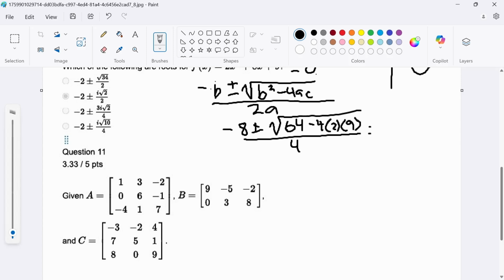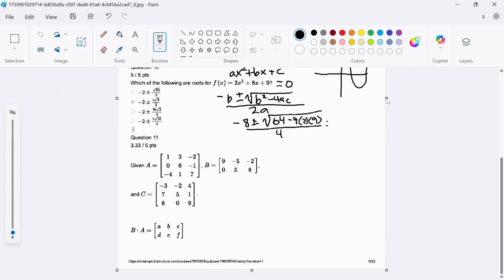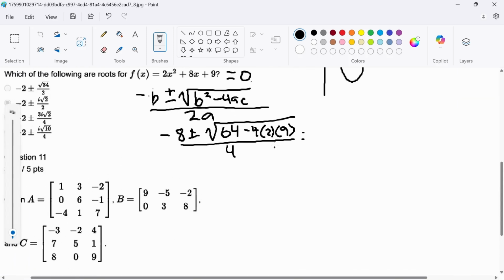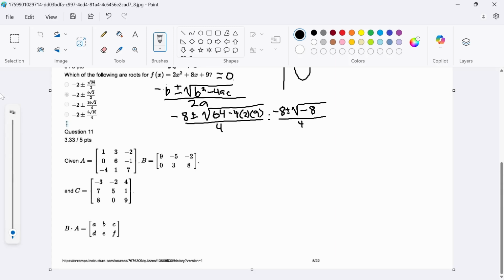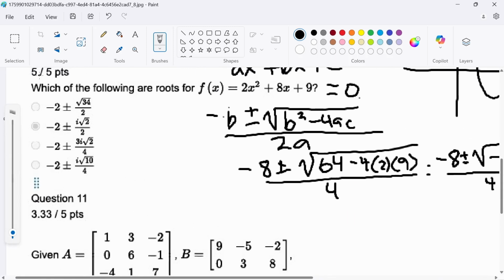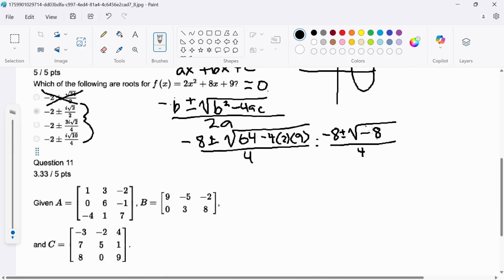Oh man, let me get more room. I've always got to make more room. Okay, so this is negative 8 plus or minus the square root. 4 times 9 is 36, times 2 is 72. 64 minus 72 is negative 8, all over 4. Now, if this is negative, it doesn't have real roots. It's imaginary. So at least I can get rid of that answer, and it's going to be one of these three. I think they all, yeah, have the i in it.